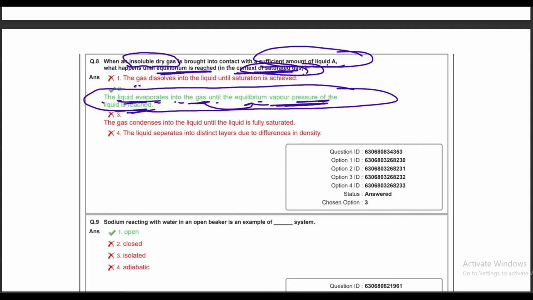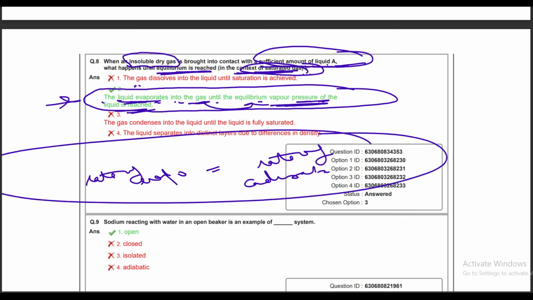So what happened here? When an insoluble dry gas comes in contact with a sufficient amount of liquid, the liquid will evaporate into the gas until the equilibrium vapor pressure of the liquid is reached. It means the gas will become saturated with the vapor pressure of the liquid, reaching a point where the rate of evaporation becomes equal to the rate of condensation. Clear? So the second option is the correct answer here.